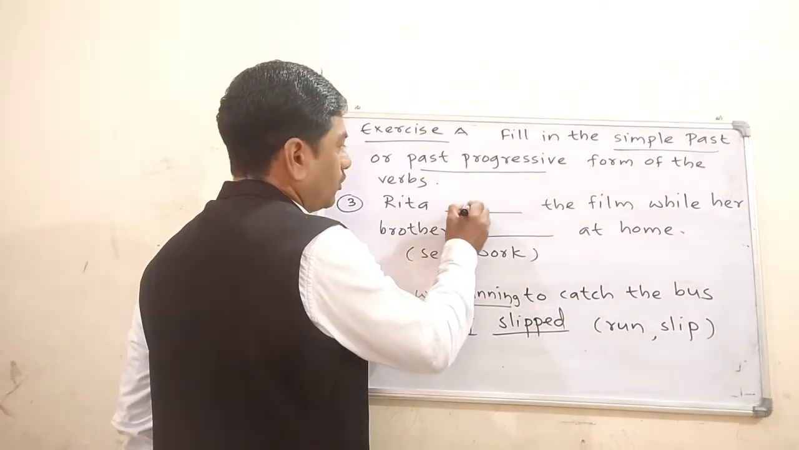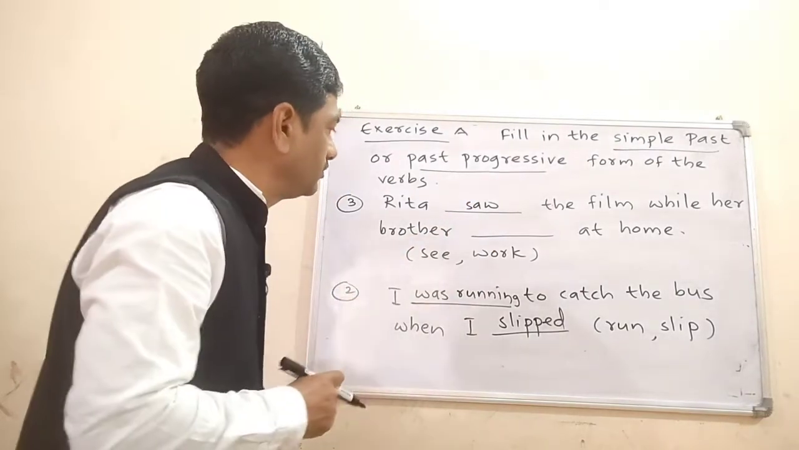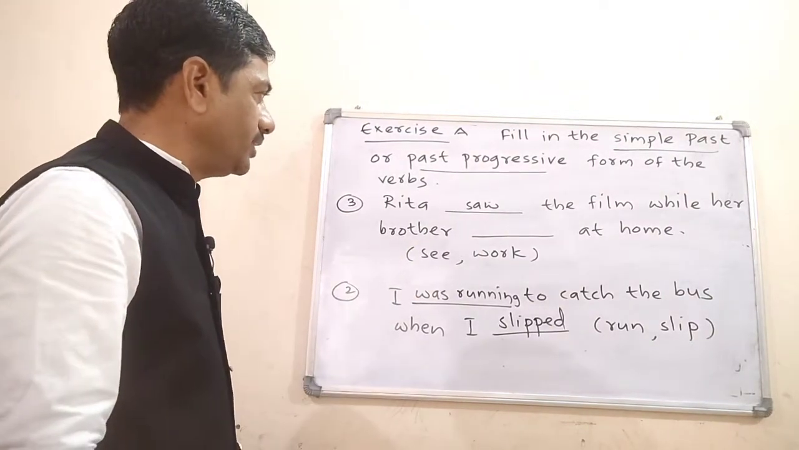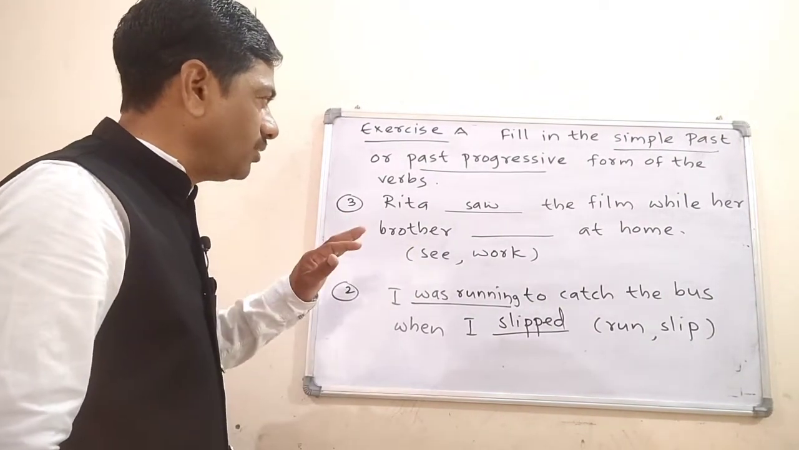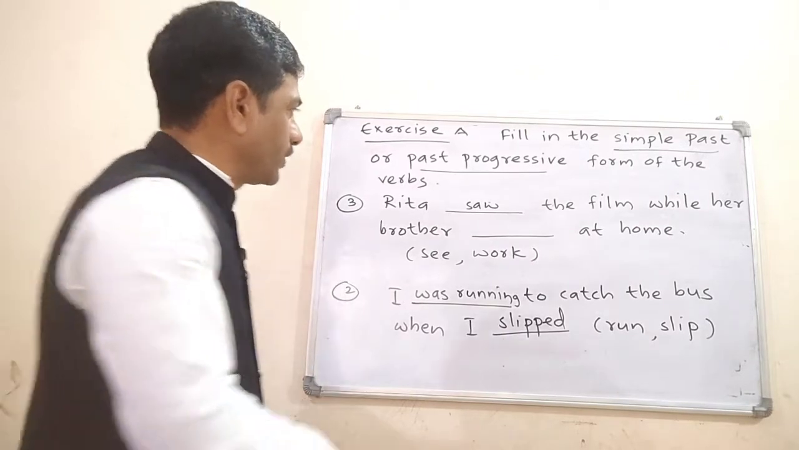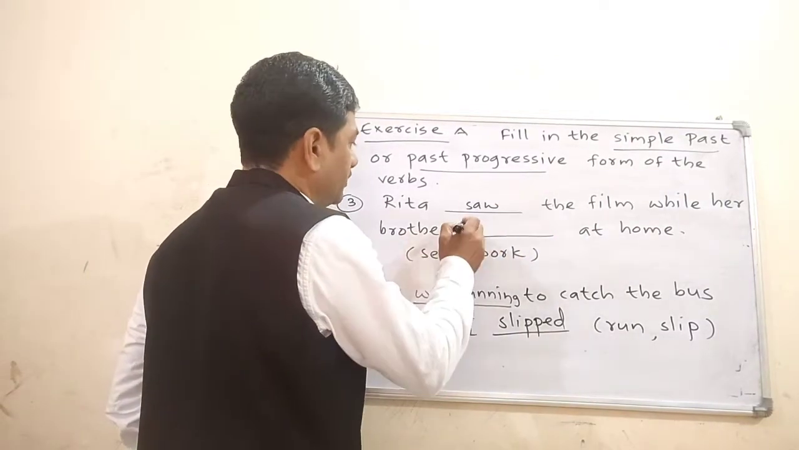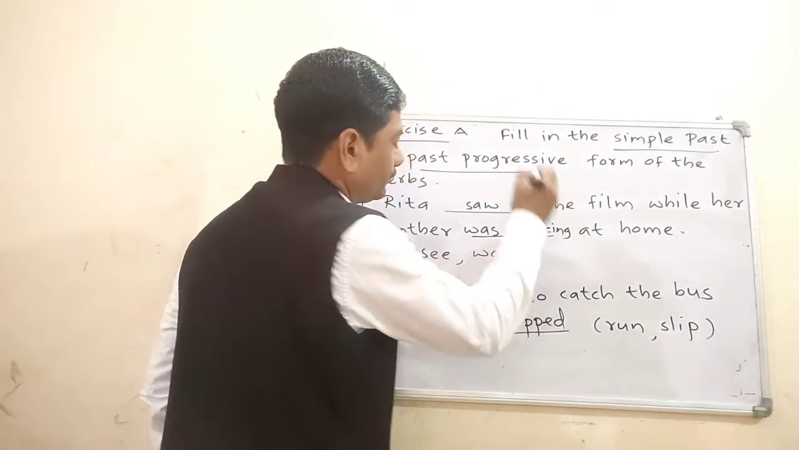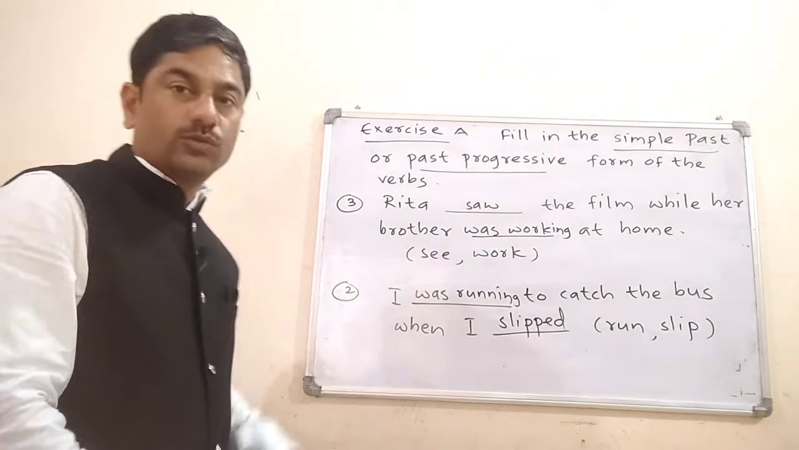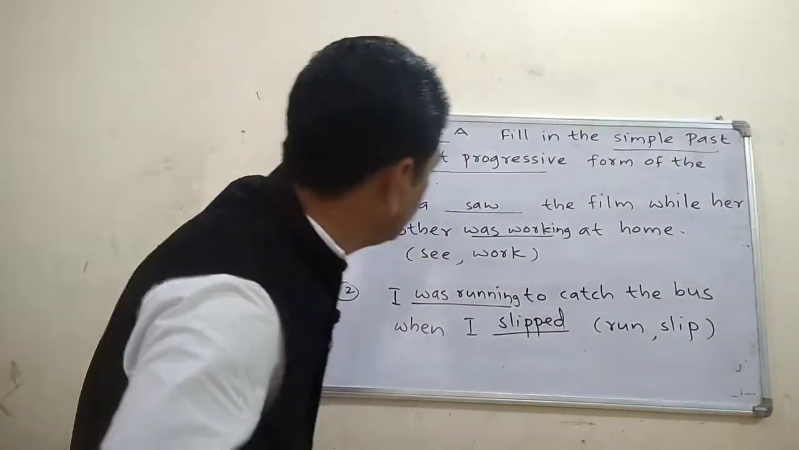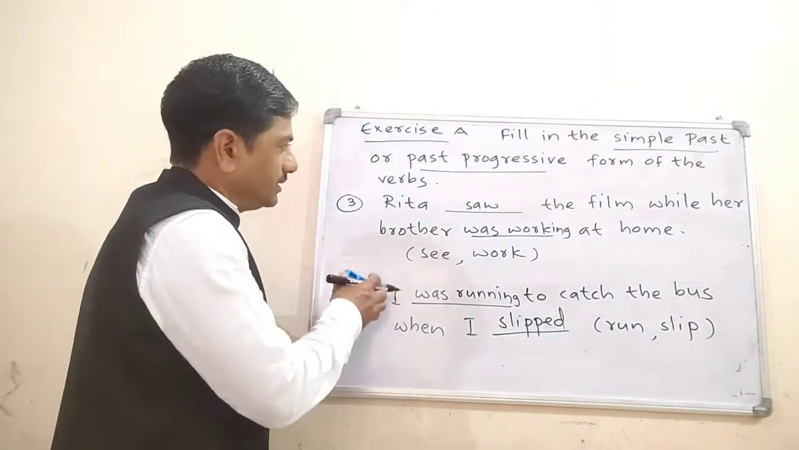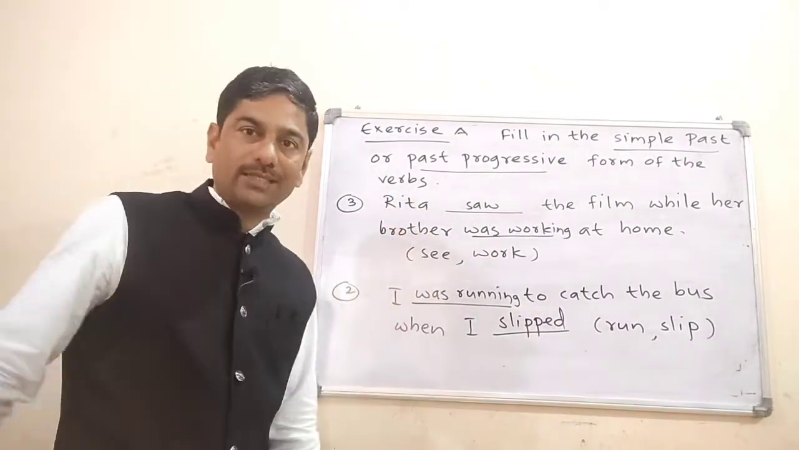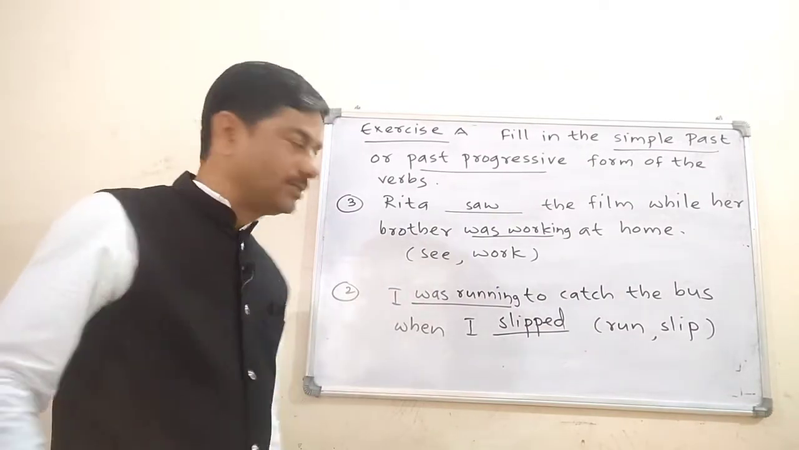Rita saw the film while her brother was working at home. So we have made use of two tenses in this sentence. For the first clause we made use of simple past, and for the second clause we made use of past progressive.